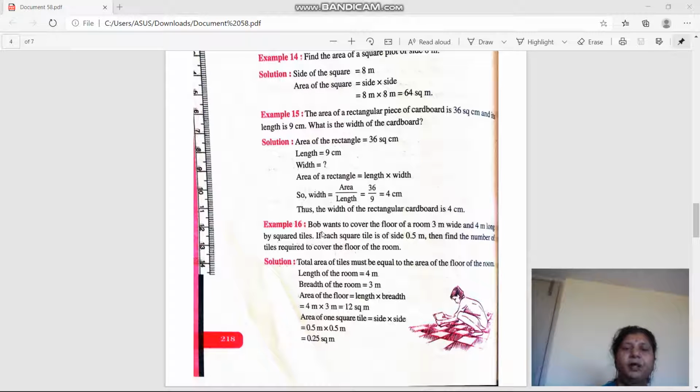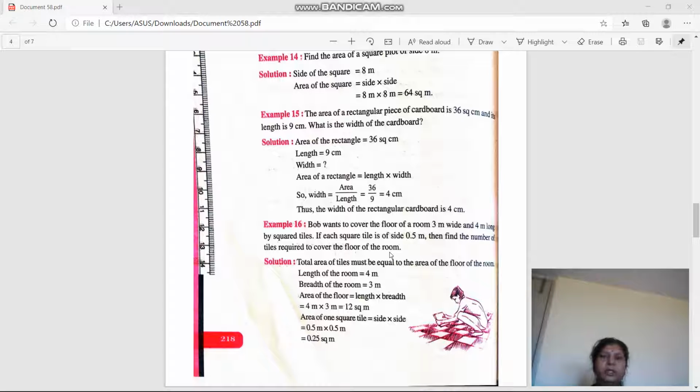Example 16. Bob wants to cover the floor of a room 3 meter wide and 4 meter long by square tiles. If each square tile is of side 0.5 meter, then find the number of tiles required to cover the floor of the room. First of all, understand that the room is 3 meter wide and 4 meter long. So what do we have to calculate first? We have to calculate the area of the floor, that is the total area. Then we will cover it with the square tiles.